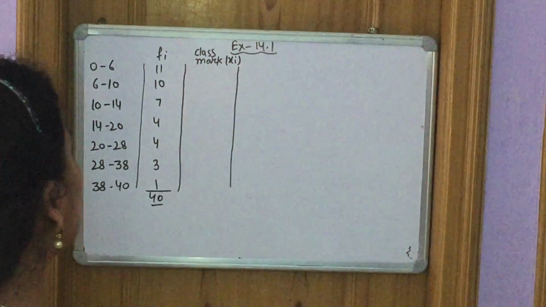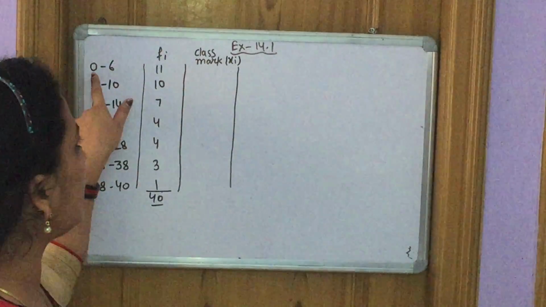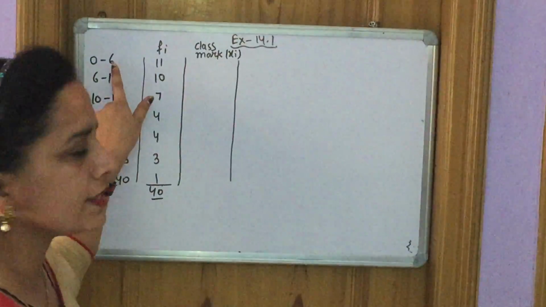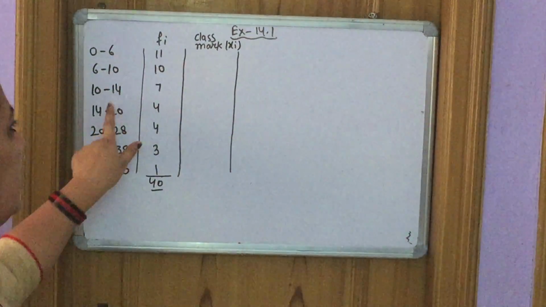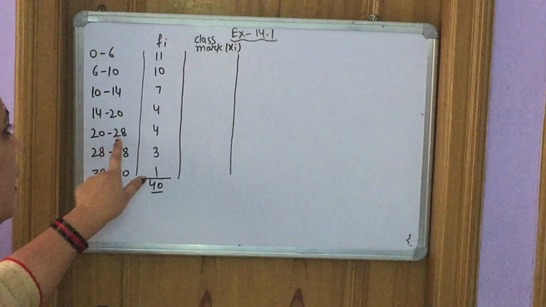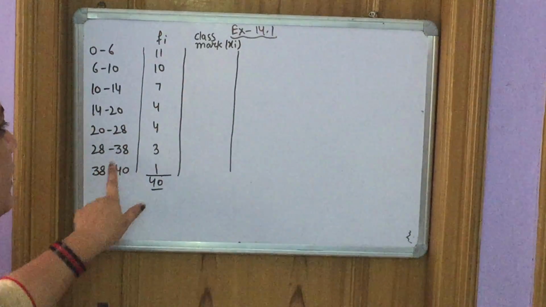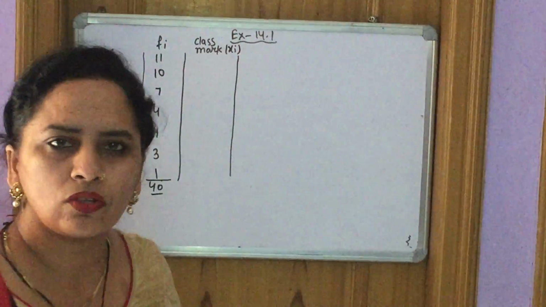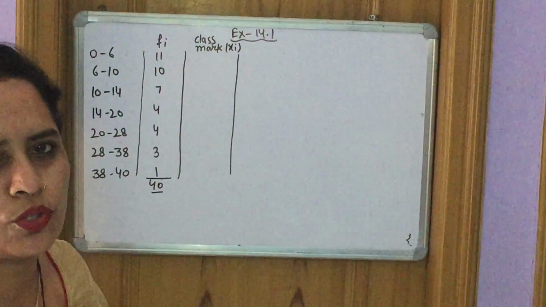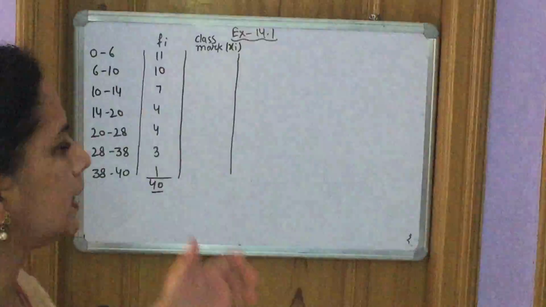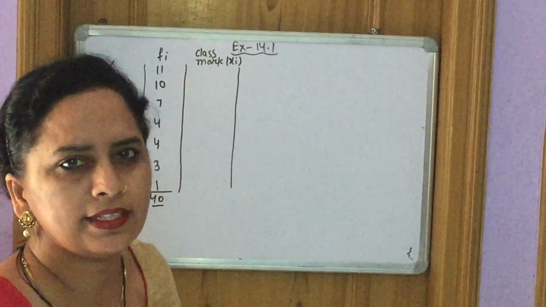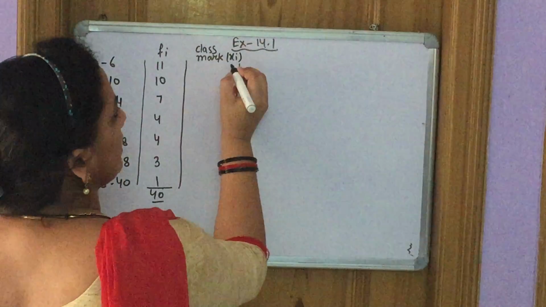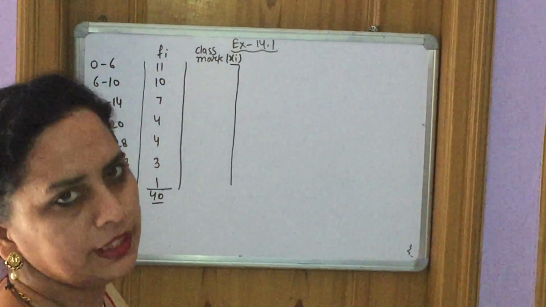mean method. As you can see in this question, the difference in the first interval is 6. In the second one we have 4, in the third one again 4, in the next 6, again in the next 8, then 10, then 2. So the difference is not the same, then we will use the assumed mean method. In all the three methods, first of all we have to find out class marks, that is xi. Xi is the mid value of the interval.